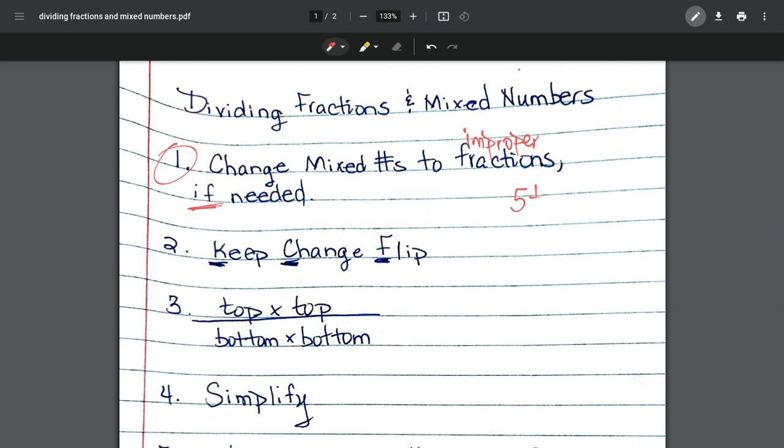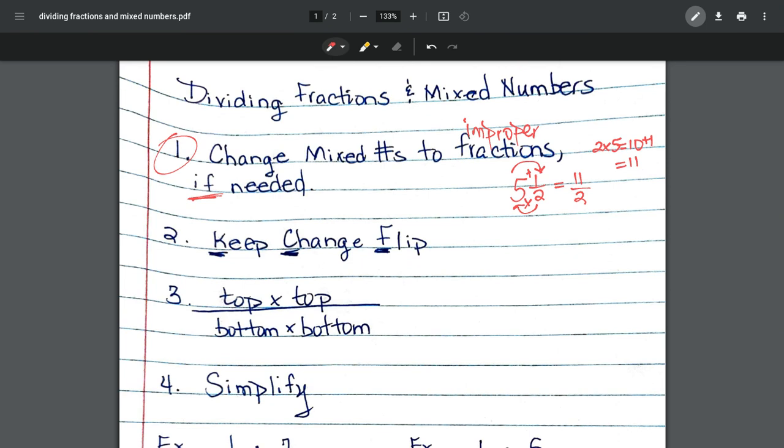Suppose you have 5 1/2. You would just say 2 times 5 is 10, and then add the 1. So you would end up with 11. So this will be 11. That's your numerator, and you keep your same denominator. But you only do step 1 if you see a mixed number, all right?